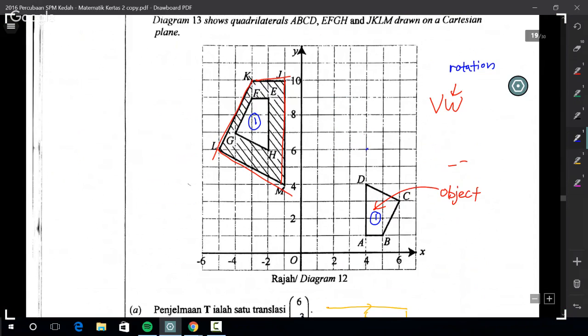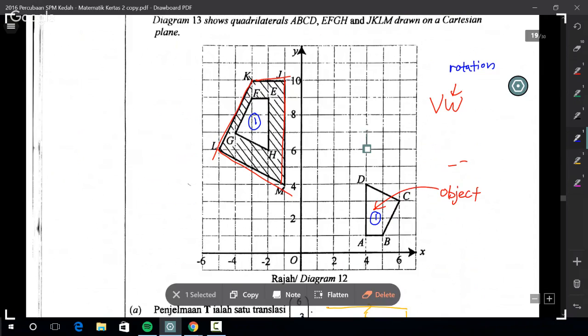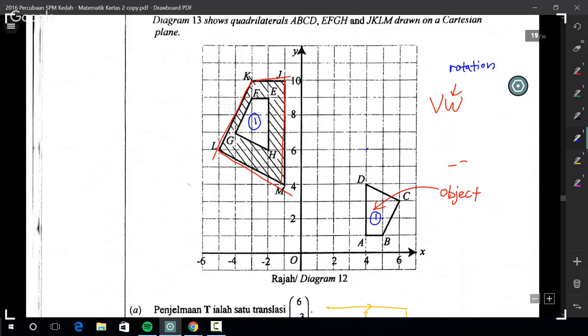Okay, so if this is rotation, it's impossible to be rotation 90 degree. Why do I know that? Let's have a look at this line, E to H. If I rotate this line 90 degree, it will become like this. Correct or not? So therefore, I know this definitely is rotation 180 degree.